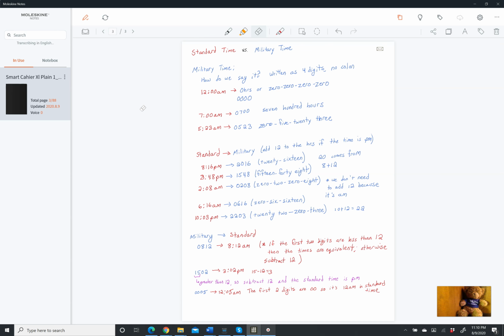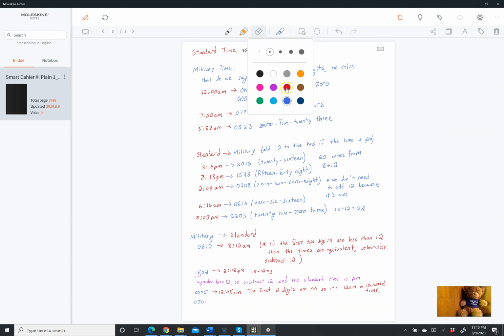Okay, let's do two more. Let's choose 0701. So 07 is less than 12, so we don't have to subtract. So it's just 701. And notice in standard time, we don't need the initial 0. So it's 701, and it's AM because we didn't have to subtract.